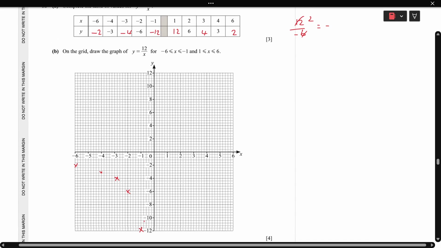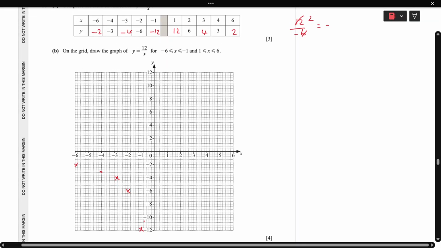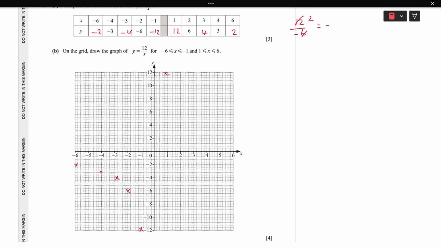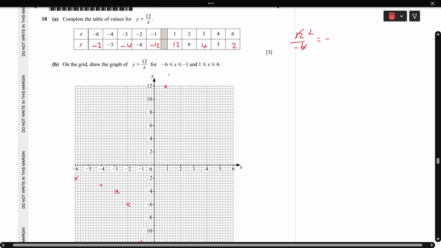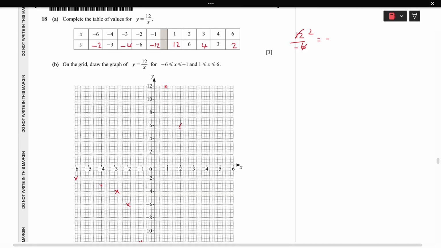Okay, so the next point 1 comma 12, so it's going to be on the positive side, here. 1 comma 12 is going to be here. Next is 2 comma 6, 2 and 6. Next 3 comma 4, 3 and 4 here. Next 4 comma 3, 4 and 3 here. Next is 6 comma 2, 6 and 2 here.